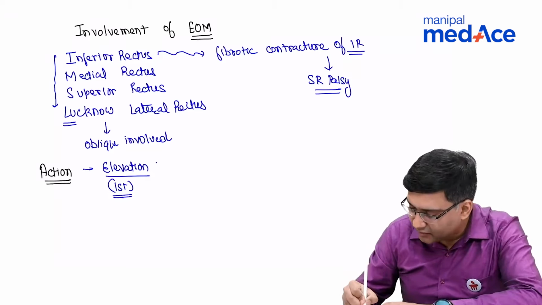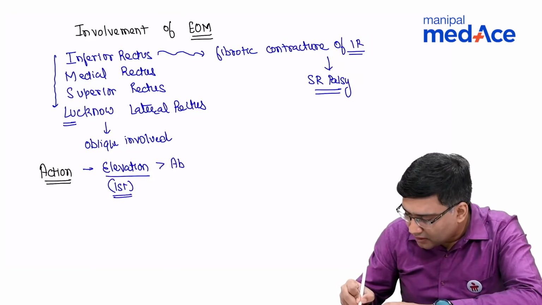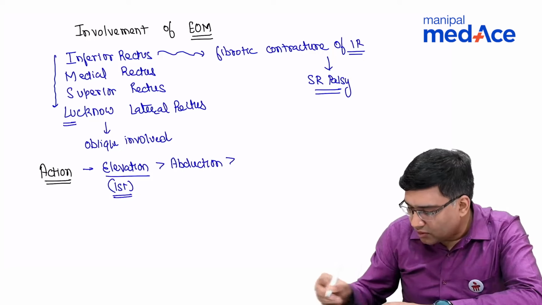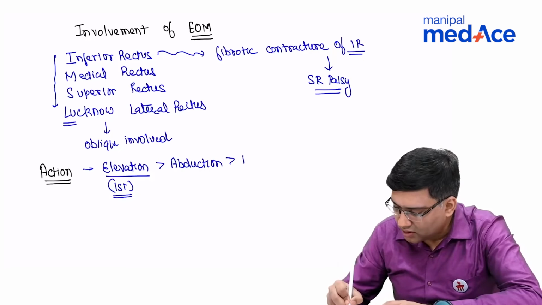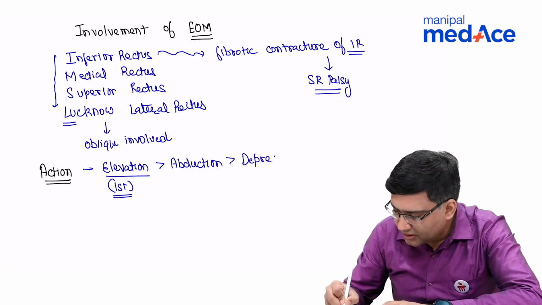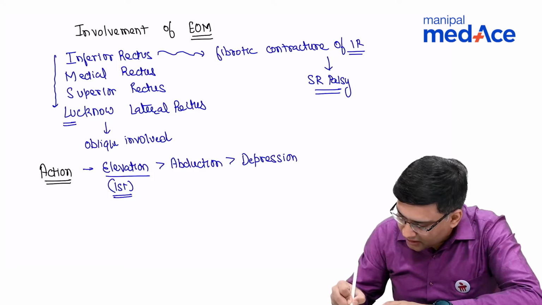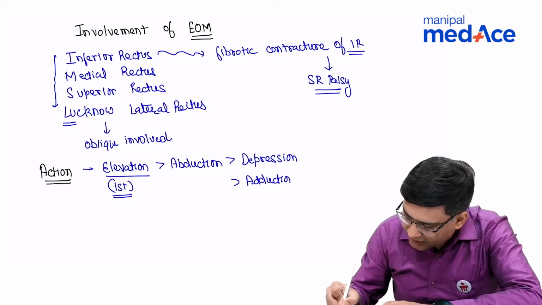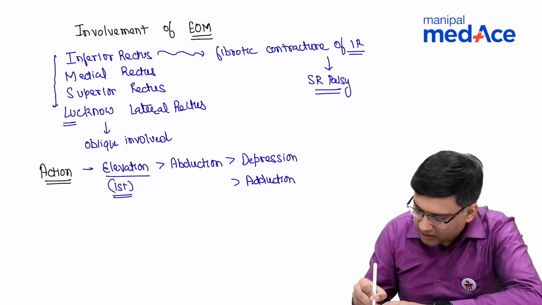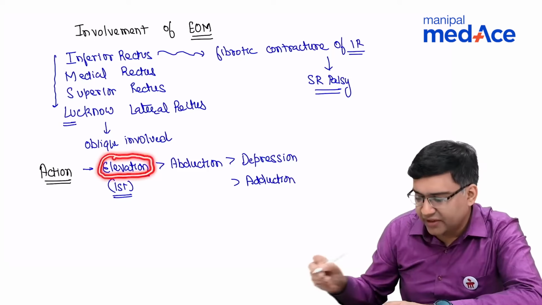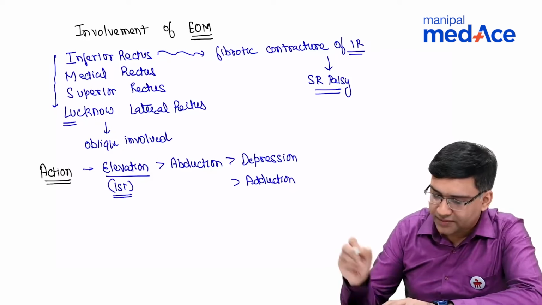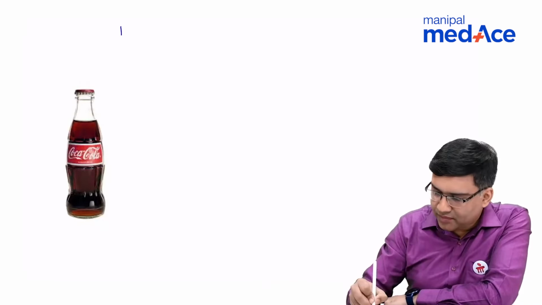Then the second action involved is abduction, followed by depression, and last is adduction. But if you have to remember just one, please remember that elevation is the first action that is basically involved. Okay, so let us investigate a patient of thyroid eye disease.